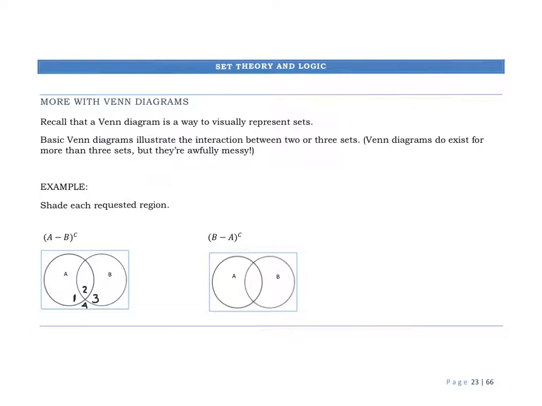So region 1 is all that's left, but recall that we wanted the complement. And that means that we're going to end up shading everything else but region 1. So we'll be shading regions 2, 3, and 4. So let's highlight those regions right now.